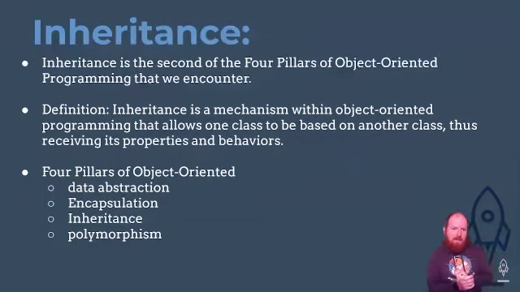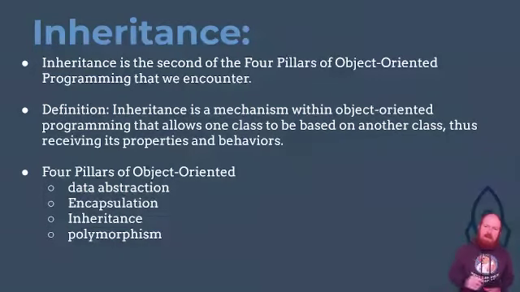So the second bullet point definition: inheritance is a mechanism in object-oriented programming that allows one class to be based on another class. So you inherit certain properties, thus receiving its properties and behaviors. Just for reference, there are the 4 pillars of object-oriented programming: data abstraction, encapsulation, inheritance, and polymorphism. Polymorphism is something that we'll talk about next class.